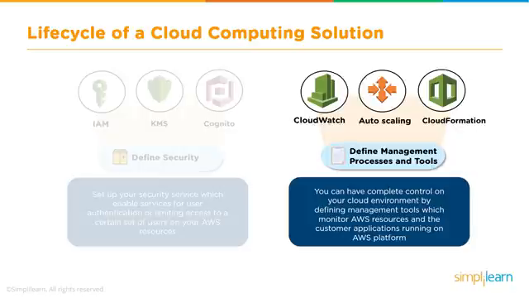There are a variety of deployment, automation, and monitoring tools that you can pick from. For example, CloudWatch is for monitoring, Auto Scaling is for being elastic, and CloudFormation is for deployment. You can have complete control of your cloud environment if you define the management tools which monitor your AWS resources and the custom applications running on the AWS platform. So knowing them will help you in defining the life cycle of the cloud computing solution properly.